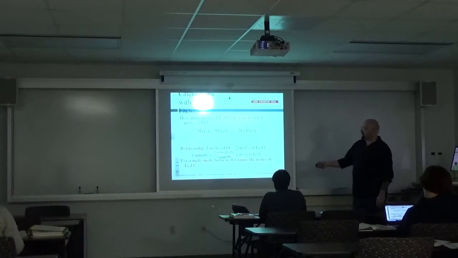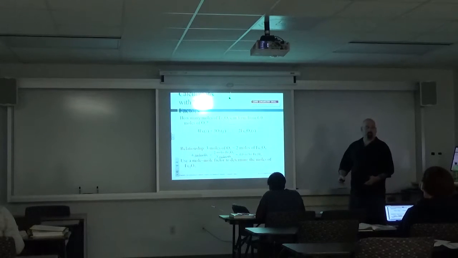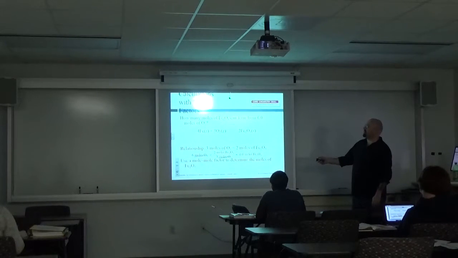So we draw it out like this so that we can make sure that we're crossing out what we started with, moles of O2. And we end up with an answer that makes sense for what we were asked. How many moles of iron oxide? Does our answer have moles iron oxide as the units? Yes! Then we probably did it right.